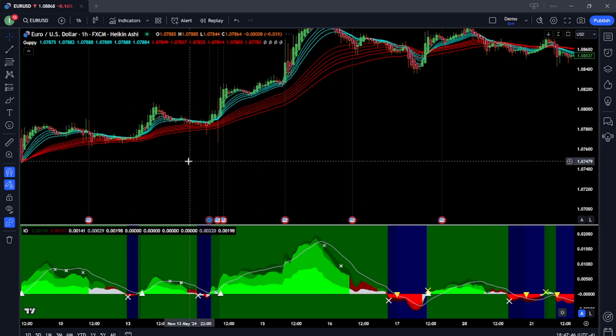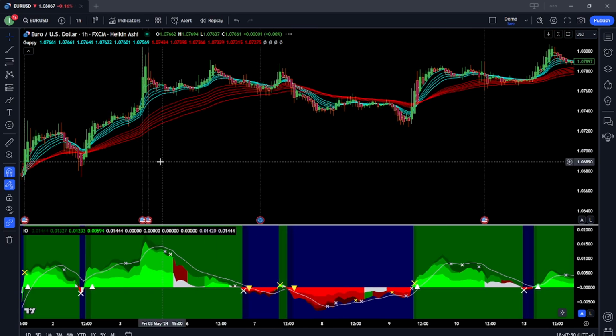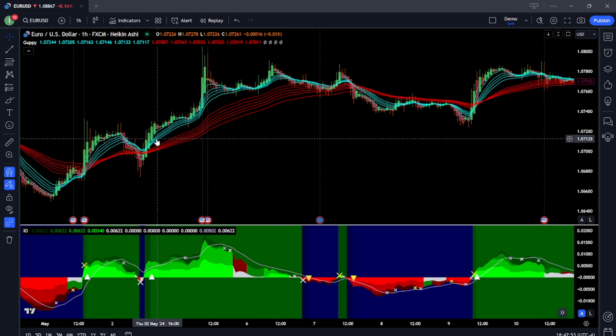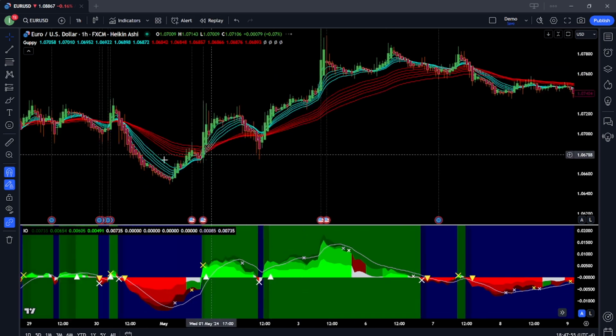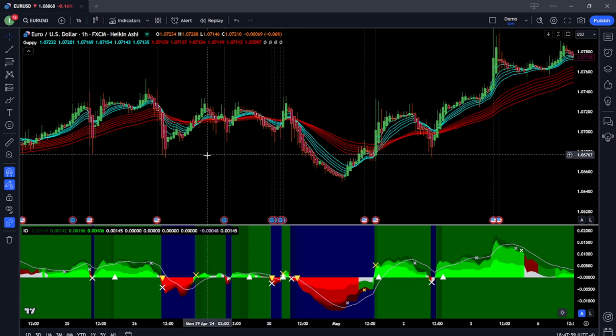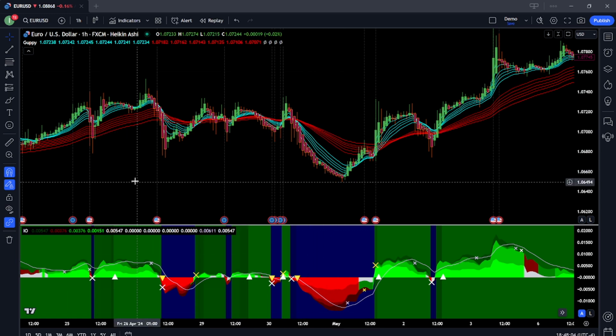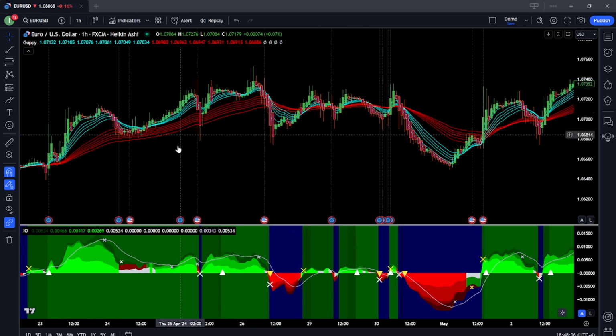So I guess it's pretty clear. I hope once you set this on your charts and do some back testing, things will be even better for you. Yeah, this is a sideways market, downtrend, uptrend.